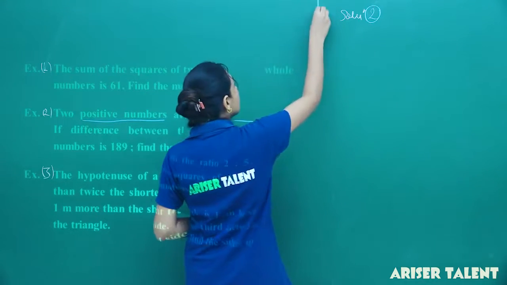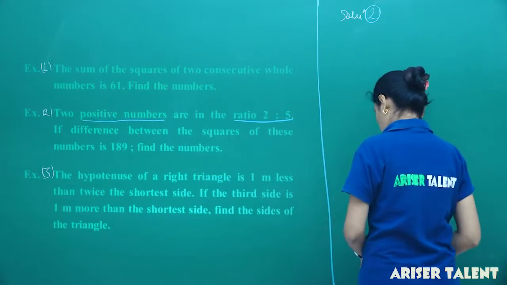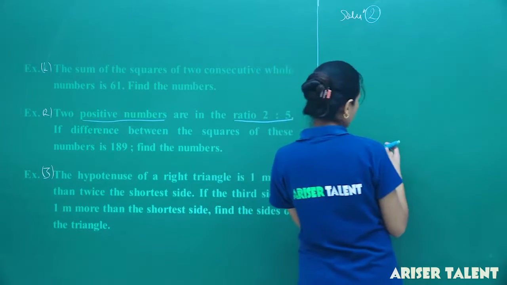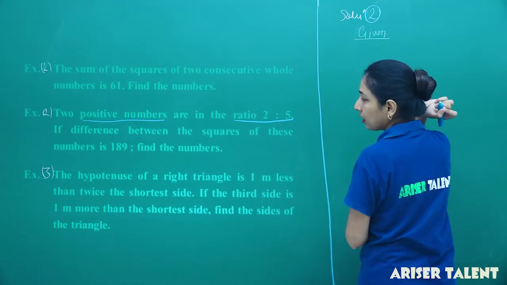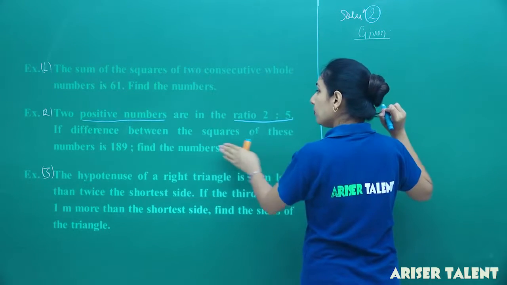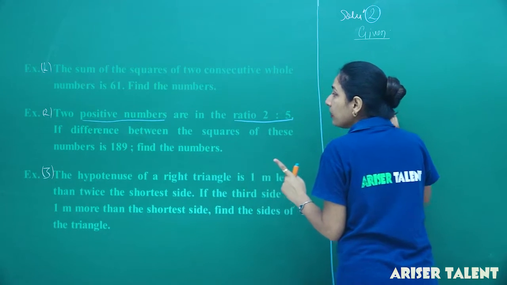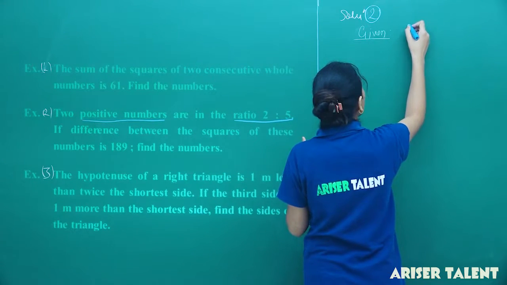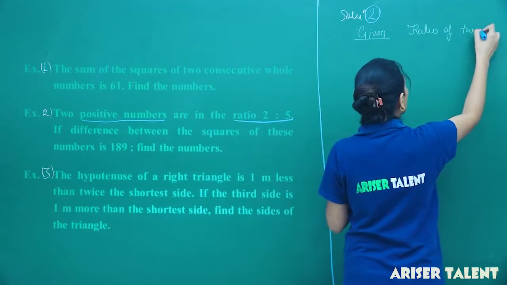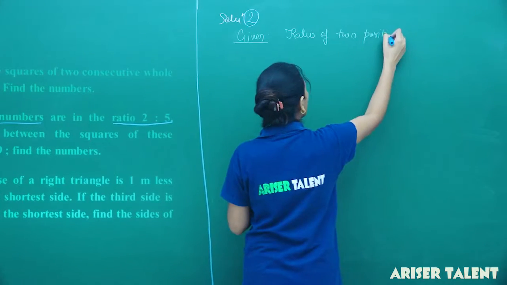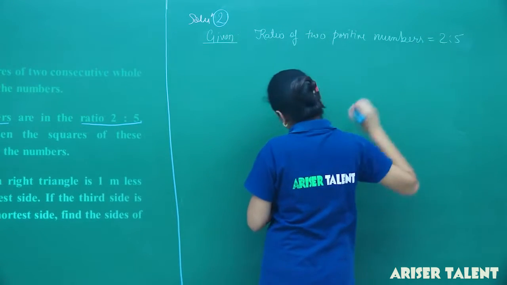Okay. So, just part it. Now, moving to the solution part, students. If I write the given parameters, it's given that the difference of the squares of the numbers is 189. Before this, two positive numbers. So we are given the ratio of two positive numbers equals to 2:5. This is given.